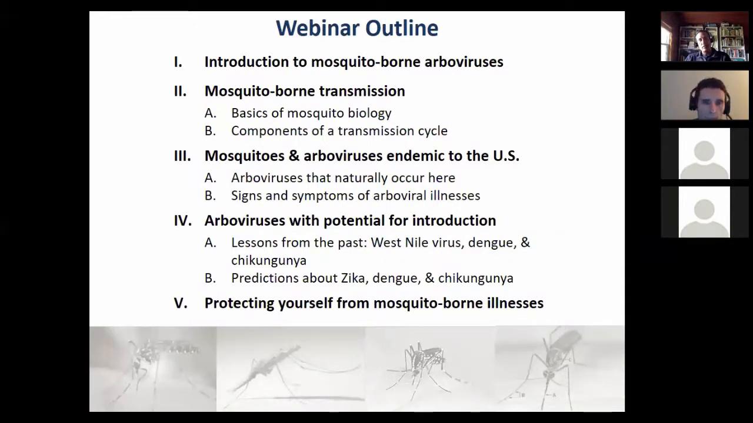And then I'll wrap up with predictions about what I foresee could happen with Zika virus and both dengue and chikungunya. I think those are the ones we're at greatest risk of, at least in certain parts of the country where transmission could occur. And then the final few slides will be what people can do to protect themselves from mosquito-borne illnesses.